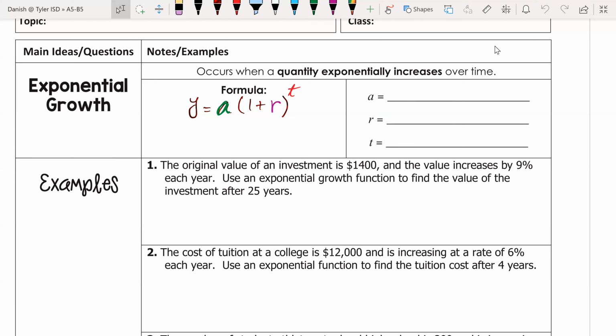T is a time period. We have replaced the variable x here with the t. So what are these a, r, and t here? Let's see it. A is the initial value.